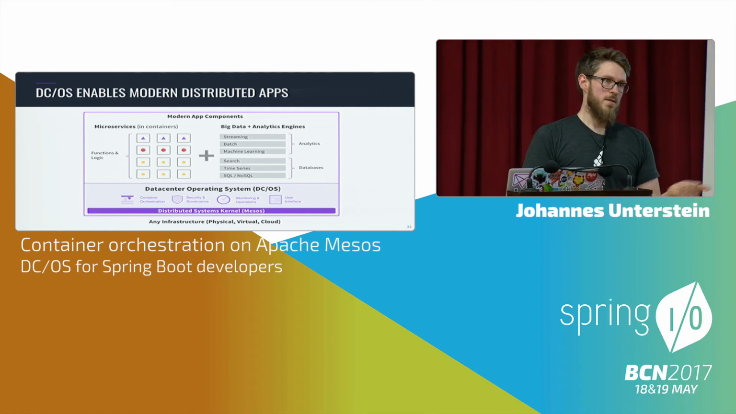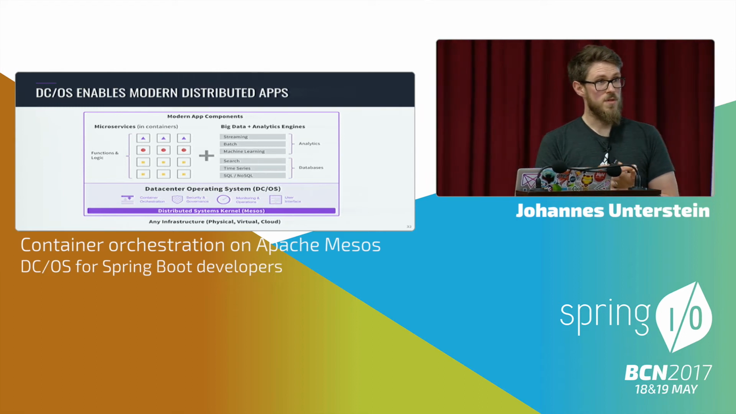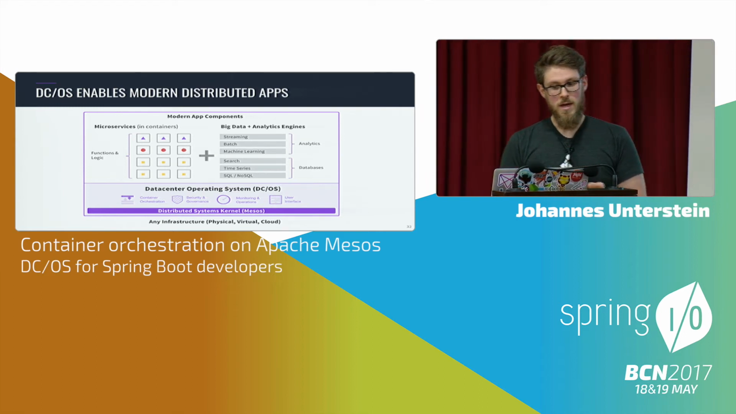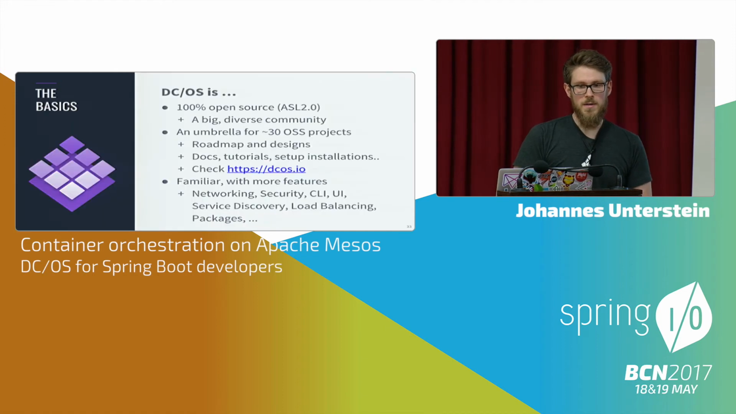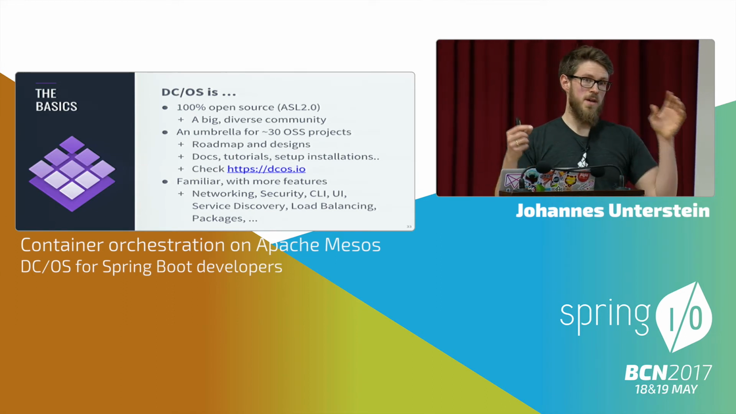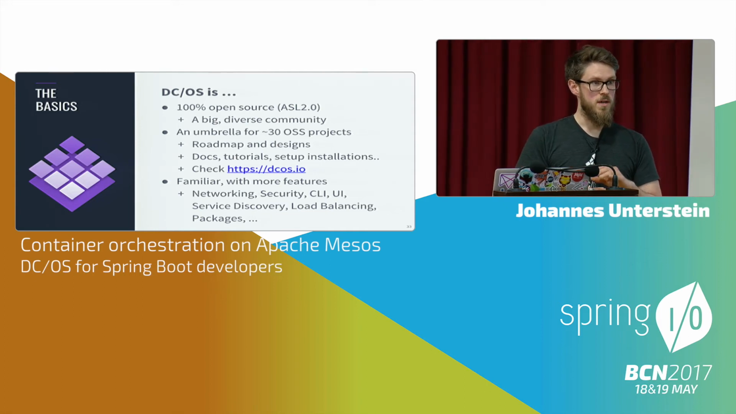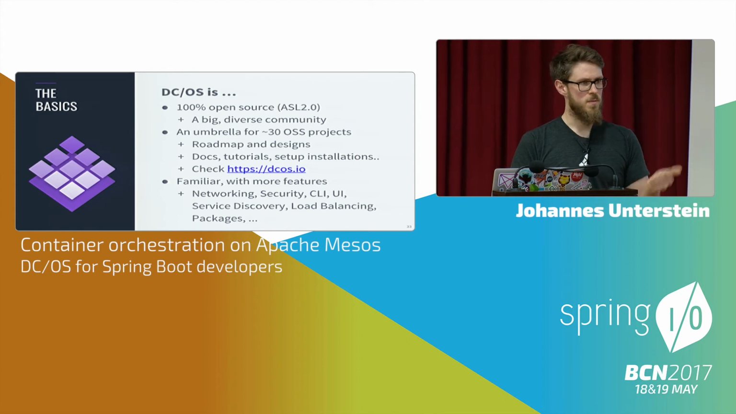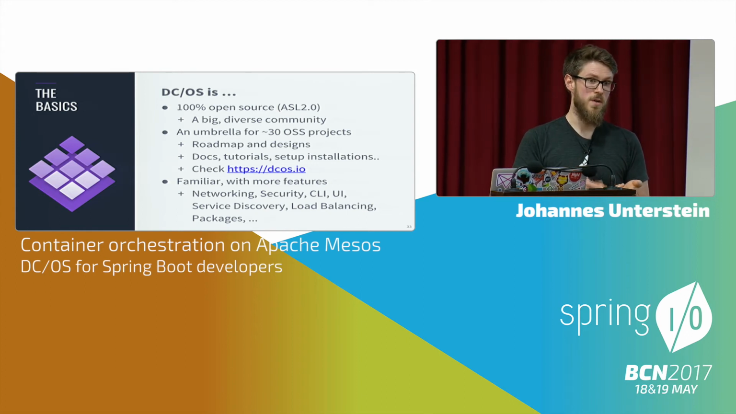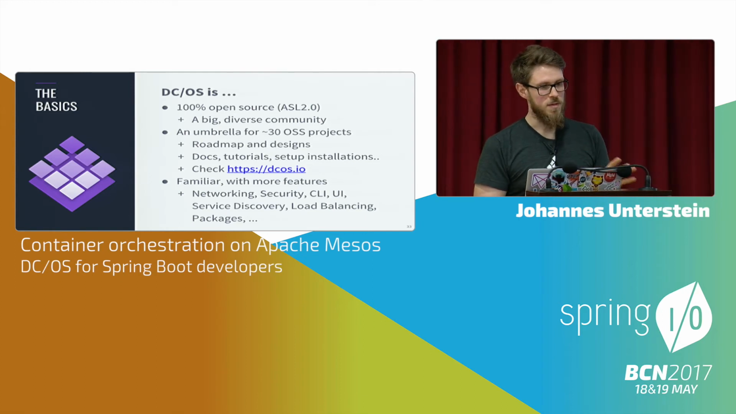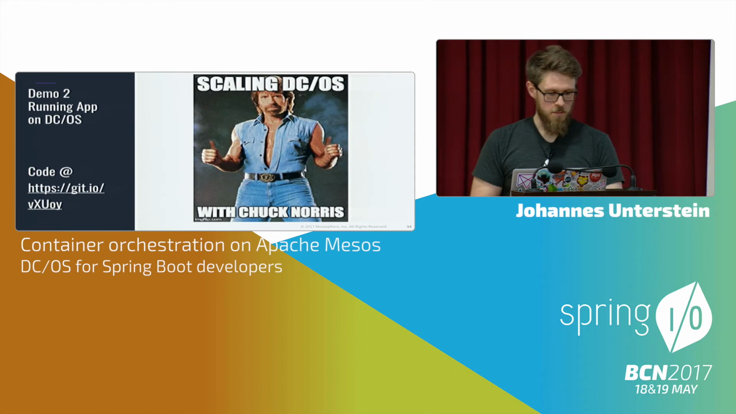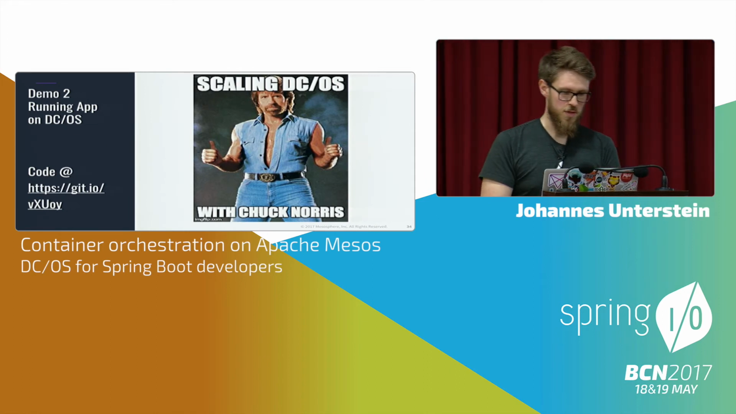And on top you get a security concept, you get a CLI, you get a UI, and a bunch of docs. And the best thing is it's totally open source. So DCOS is more or less a package of roughly 30 open source projects packed together into one distribution with a common roadmap, design, and tutorials, and one installation guideline on how to get this working. So we do have CloudFormation templates, installation for Azure Cloud, Google Cloud, and on-premise installation, so everything is in place. And now I want to show it with Chuck Norris. So scaling DCOS with Chuck Norris.